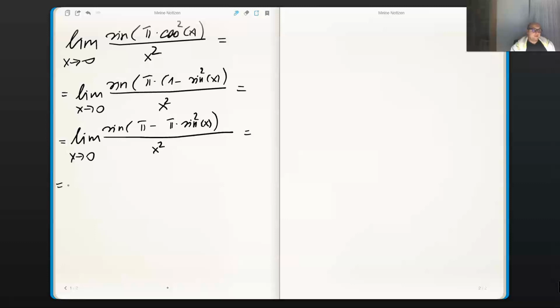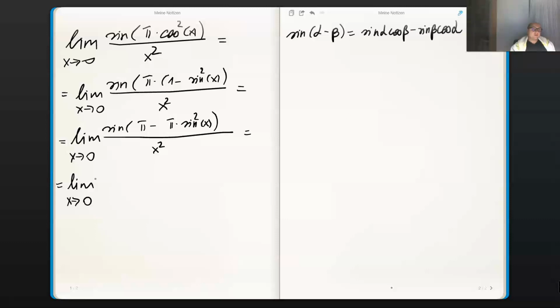So what will happen here? Have a limit x towards 0, and then, I hope that you remember the formula. I'll link it here as well. Sine of alpha minus beta, we derived it in my playlist of trigonometry. This is sine of the first angle, cosine of the second, minus sine of the second, cosine of the first.